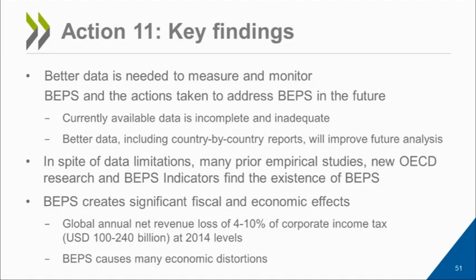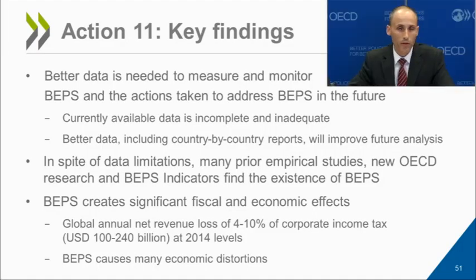So in terms of the key findings, what are the key findings of the work that we've undertaken under Action 11? Well, firstly, we've identified that better data is needed to measure and monitor BEPS and the actions taken to address BEPS into the future. We note that regardless of whether it's microdata or macro data, better data is required. And in addition to that, we also note that when it comes to data, all forms of data are already tainted by BEPS, and that makes the challenge of measuring and monitoring BEPS even more difficult.